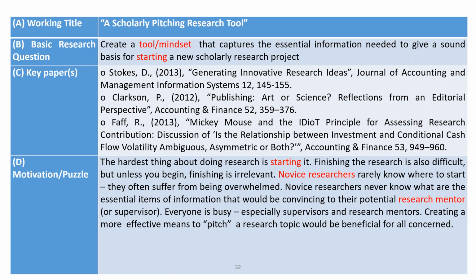The third paper is a paper of mine published in Accounting and Finance. And it's got quite a weird title, Mickey Mouse and the Idiot Principle for assessing research contribution. And the reason I've included this one was it was the first time that I'd identified explicitly the 3 building blocks as our framework for looking at research. So the IDIOT acronym has capitalized the letters I for idea, D for data, and T for tools.